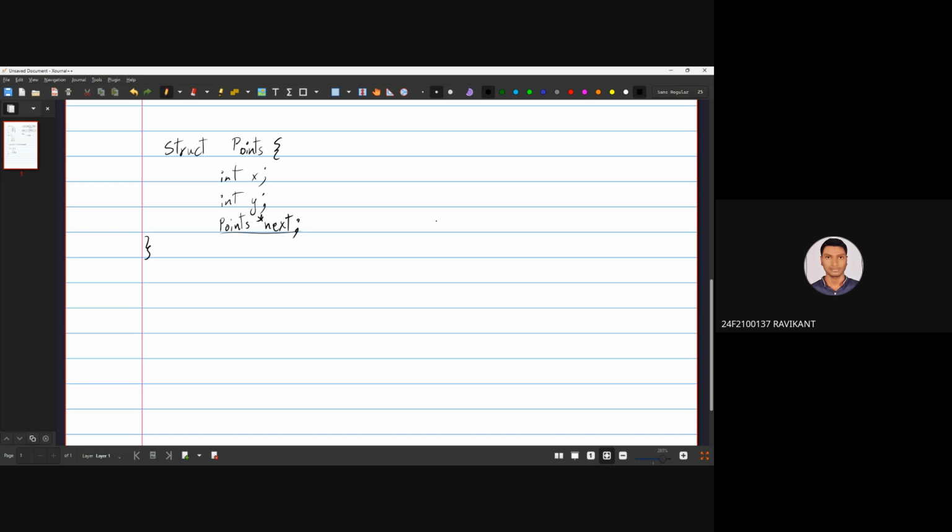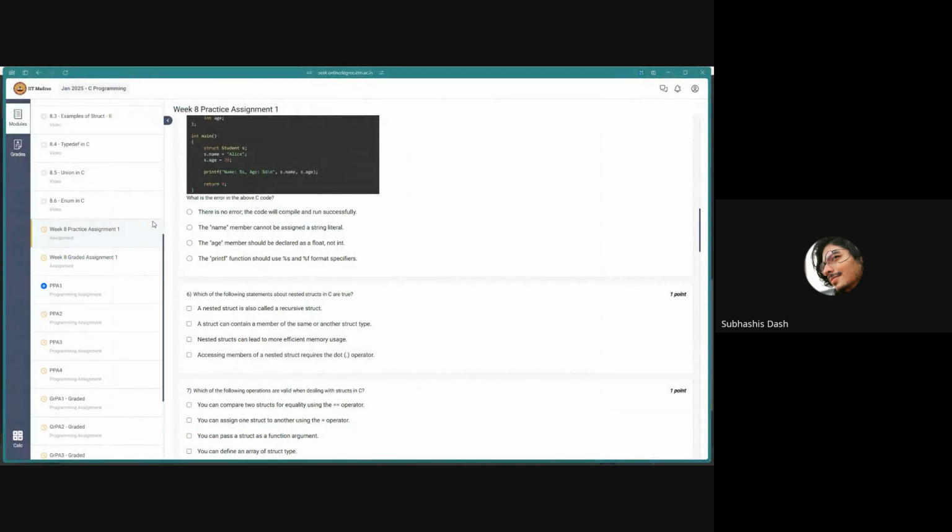Because if we just keep points as the data type for this one, then it may go infinite, right? It will cause some error. This one is just a memory location, so it can store it and do everything just fine. I think a nested struct is also a recursive struct because it calls itself many times. So let's just take that.